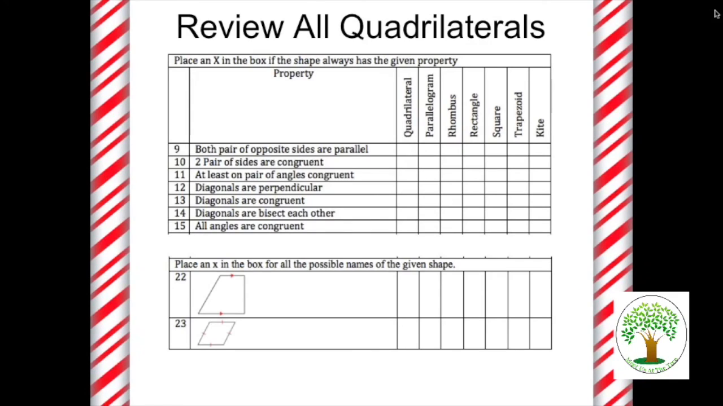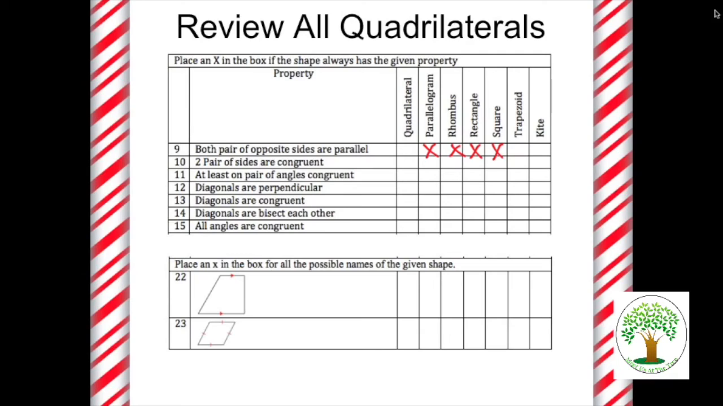Now I've added to our box. Before, we didn't have trapezoids and kites in here. We went over squares, quadrilaterals, parallel, and so forth. So now we have trapezoids and kites on ours. Both pairs of opposite sides are parallel. Which ones does that fit? All the parallelograms. Which ones are all the parallelograms? Parallelogram through square.